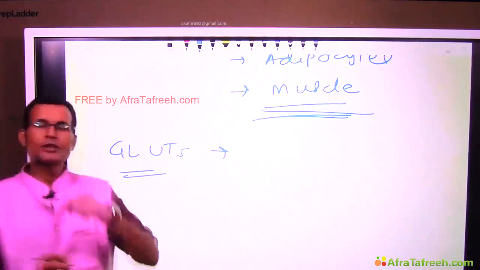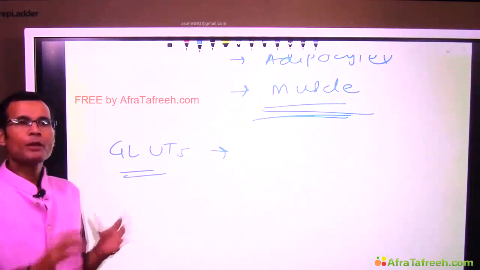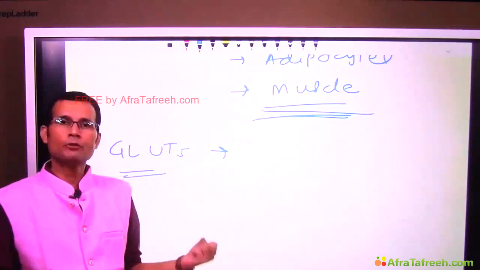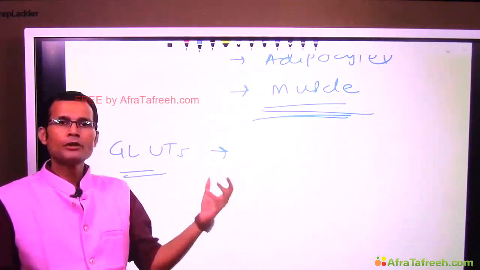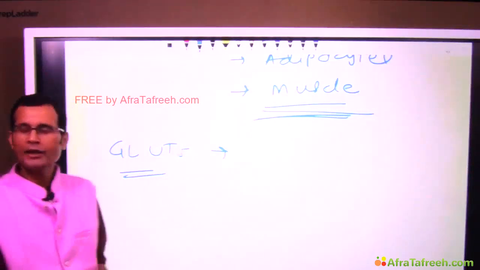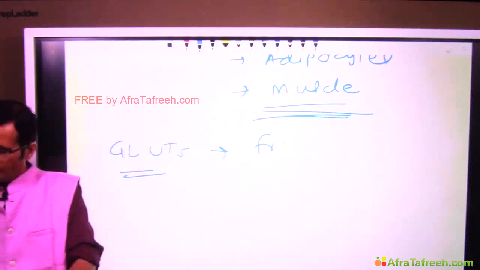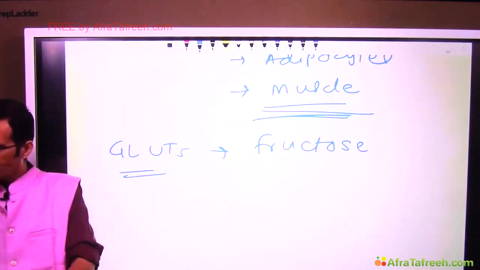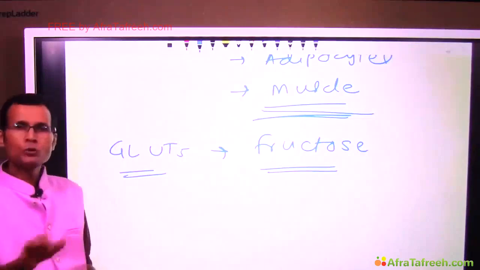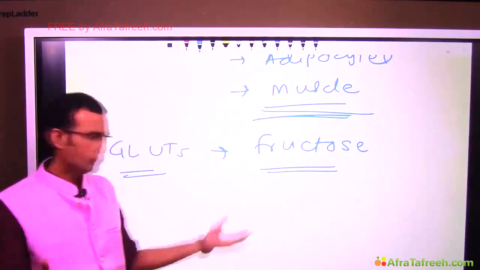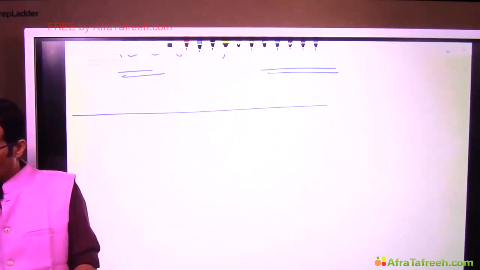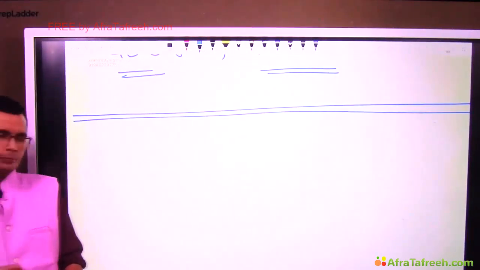GLUT5, this question has come very often. Spermatozoa and their membrane has which type of GLUT for glucose entry? 1, 2, 3 or 5? Answer is 5. Fructose transport occurs by using GLUT5. And you know spermatozoa metabolize fructose. So they have GLUT5. That was the facilitated diffusion.